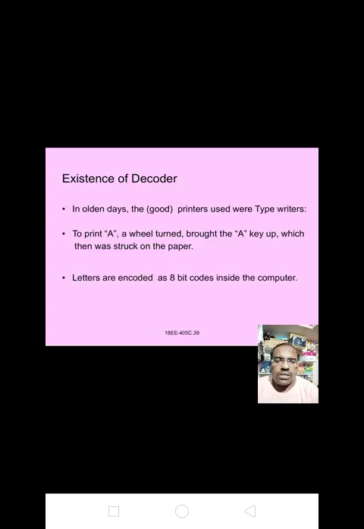Next, decoders. Existence of decoder. In olden days, the printers used were typewriters. To print A, a wheel turned and brought the A key up, which then was struck on the paper. Letters are encoded as 8-bit codes inside the computer.